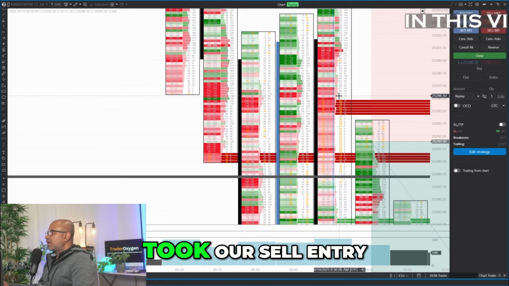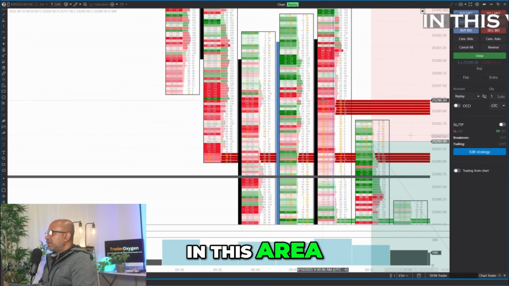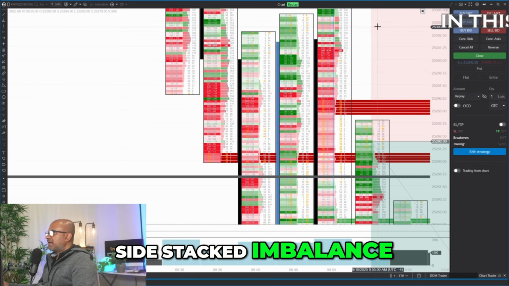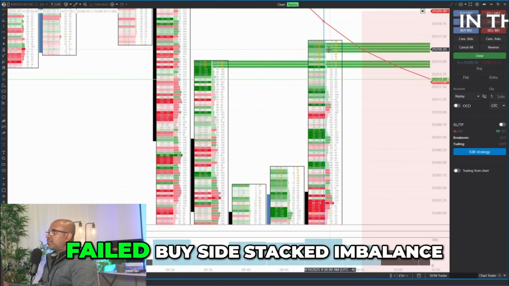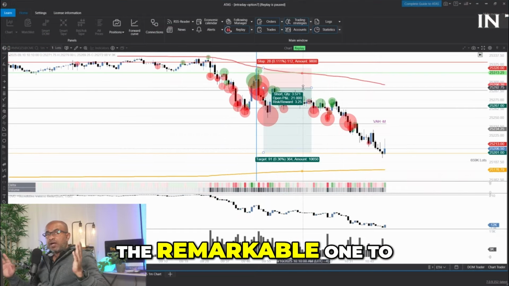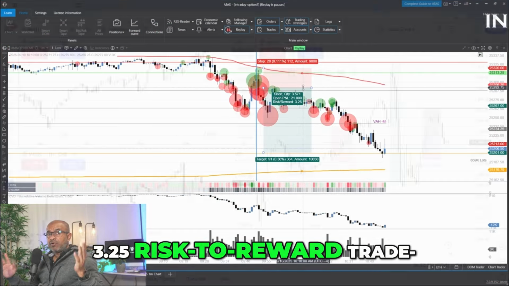That is why we took our sell entry in this area due to this sell side stacked imbalance and due to the failed buy side stacked imbalance. The remarkable 1 to 3.25 risk to reward trade.